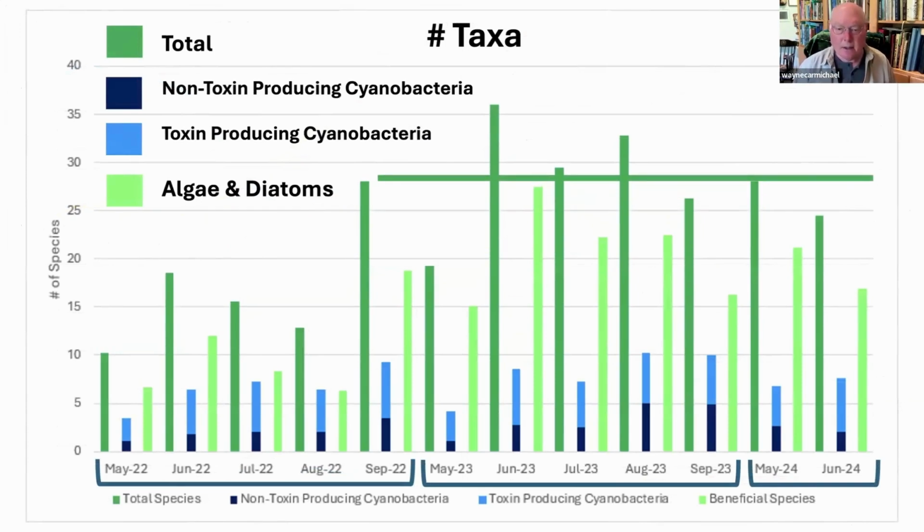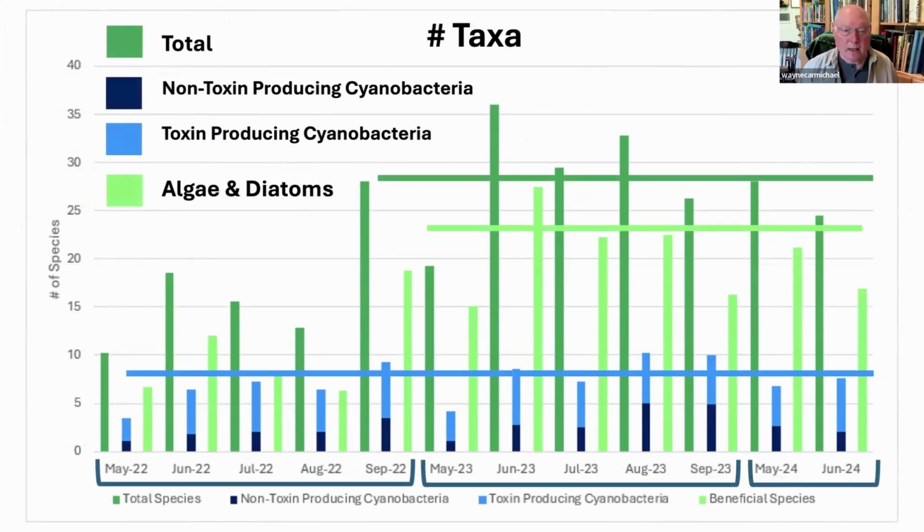Okay, looking at the taxa again, the darker green, the total, and the improvement in that total number to the June of 2023, May 2023, and 2024, and the improvement in the good algae during that same time period. The cyanobacteria were maintained at about the same level throughout that. So essentially, diversity was much improved, and the diversity was in the direction of the beneficial algae.